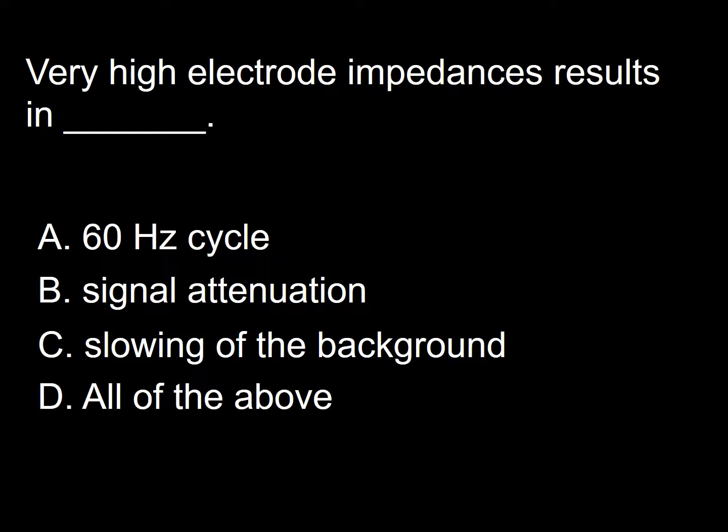Next question. Very high electrode impedance results in A. 60 Hz cycle, B. Signal attenuation, C. Slowing of the background, D. All of the above.